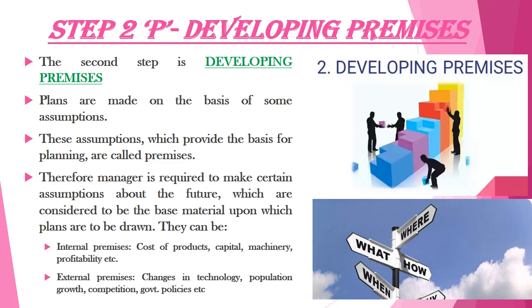They can be internal premises or external premises. Let's say internal premises are cost of products, capital, machinery, profitability, etc. That means the assumptions about these things. And external premises are changes in technology, population growth, competition, government policies, etc. For example, most plans are based on forecasting as it provides basic information to prepare plans. All managers must understand that forecasting can be used as a technique of collecting information required to prepare plans.